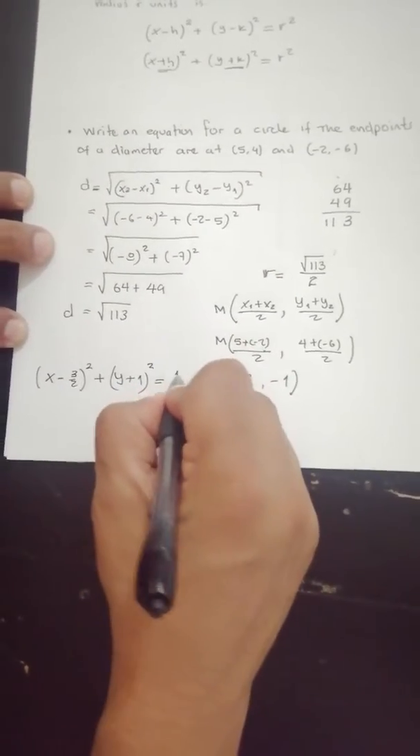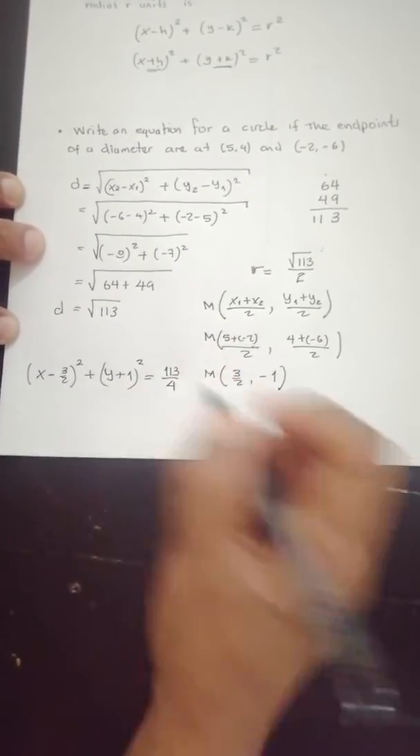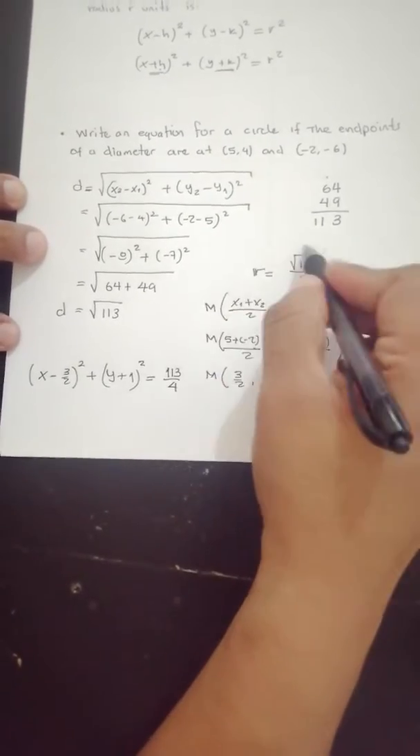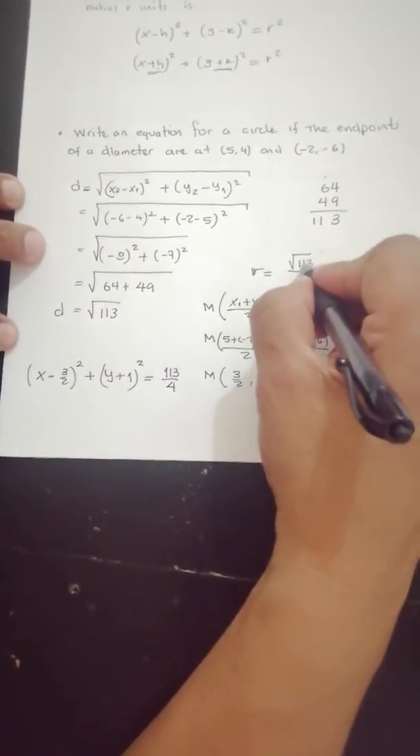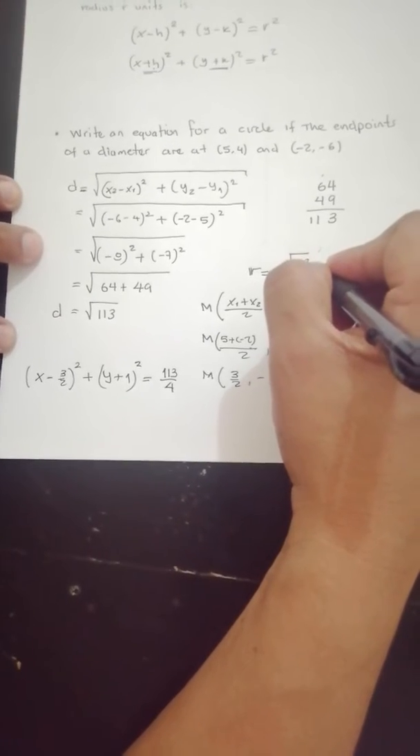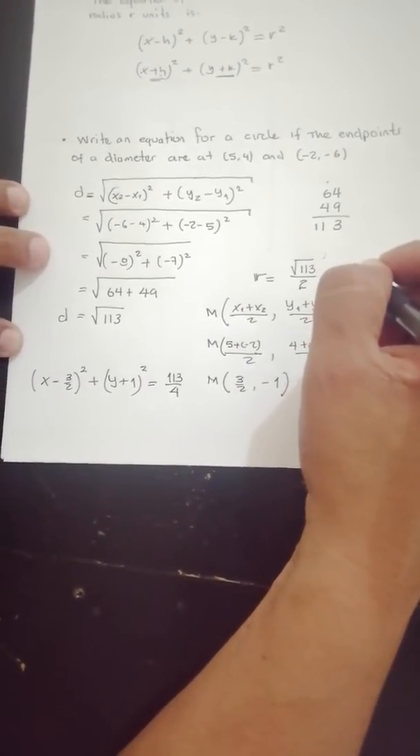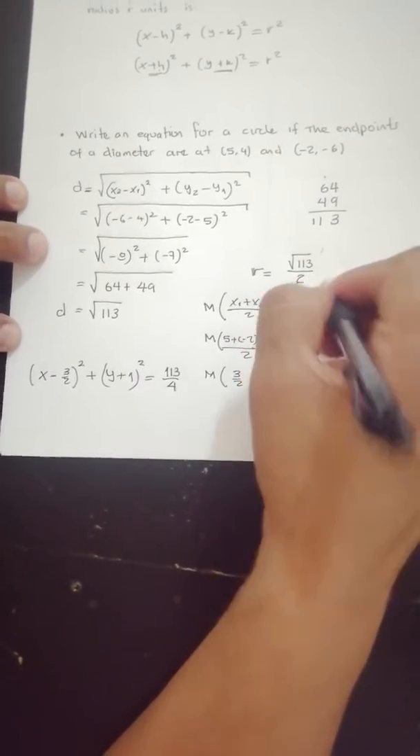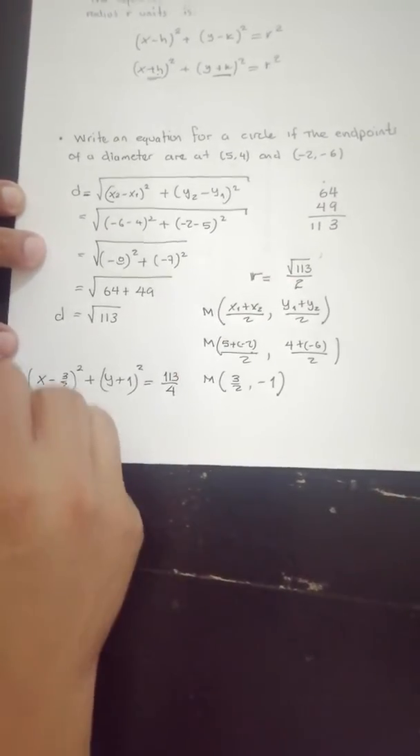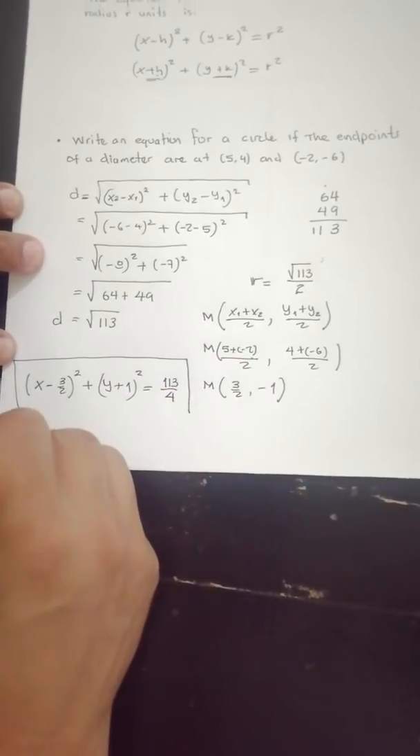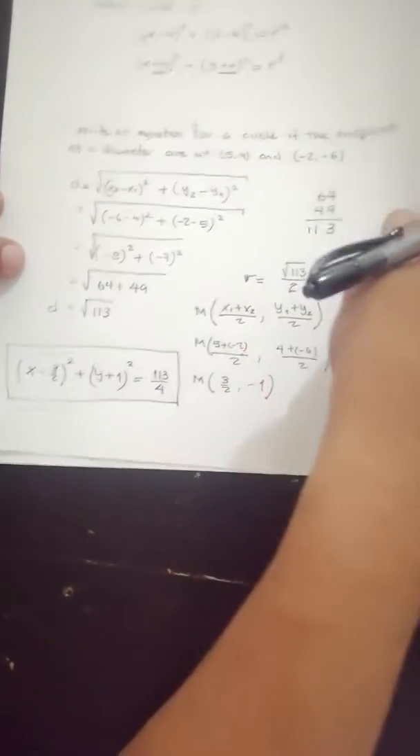So it will be 113 fourths. Okay, I evaluated this to the second power. Remember, that will be the square root of 113 times the square root of 113, which is 113, divided by the square root of 2, that is 4. So this is the answer I was looking for.